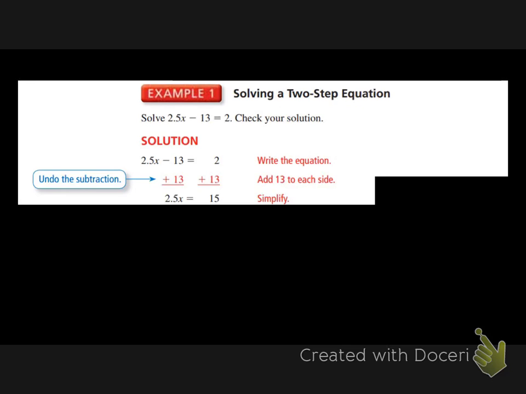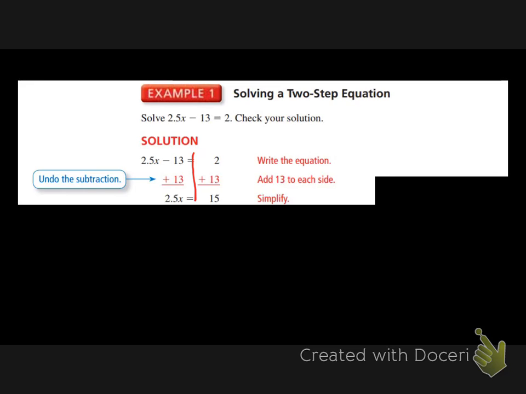And remember, we're looking for the inverse operation. The inverse of subtraction is addition. So we're going to add 13 to both sides. Remember, whatever we do to one side of the equation, we do to the other. So after we add the 13 to undo the subtraction, we get 2.5x equals 15.